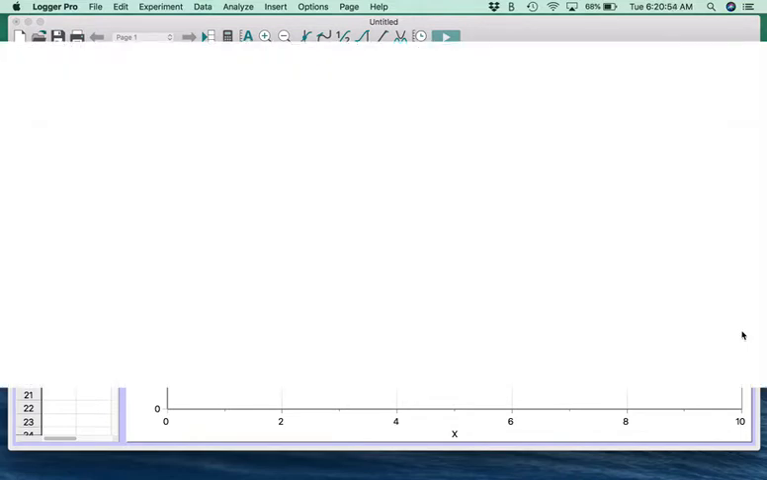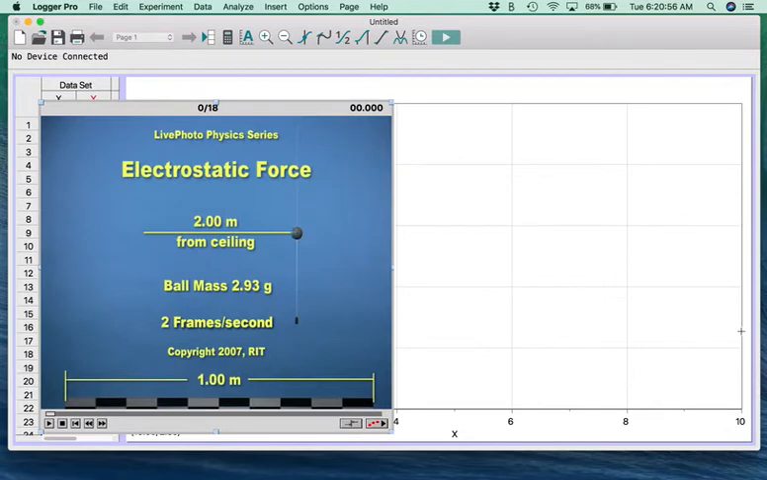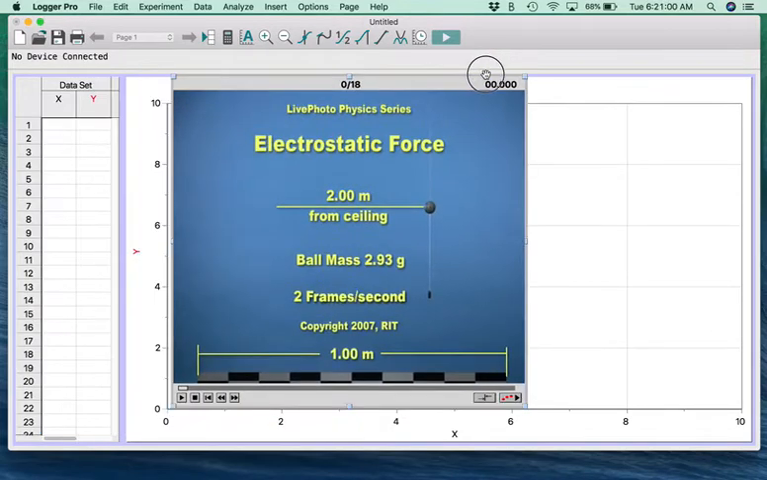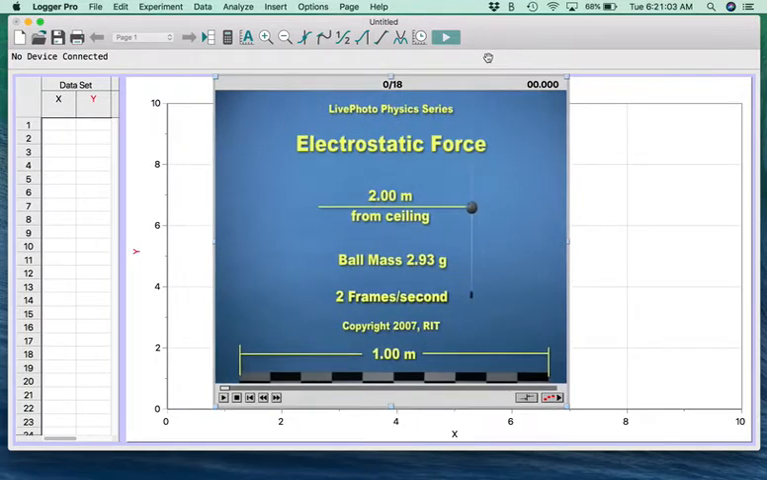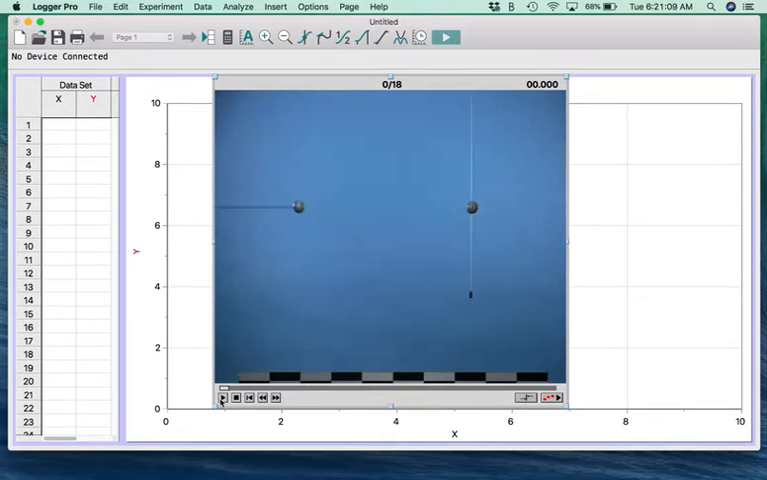Now, I already have the video open on my desktop in QuickTime, but I need the video to be opened up in LoggerPro in order to do the analysis in LoggerPro. So here's what the video looks like in mine, and again, I can play this, and this looks exactly like it did when I played it in the QuickTime player. Probe is approaching the hanging sphere.